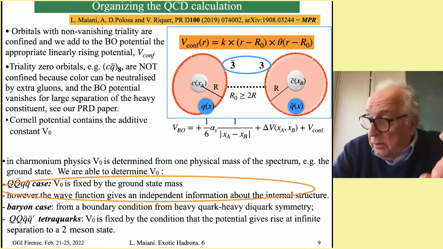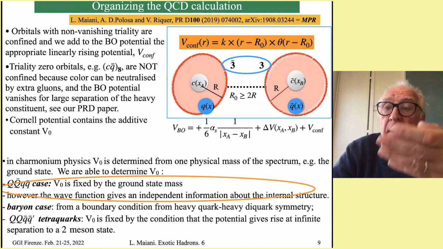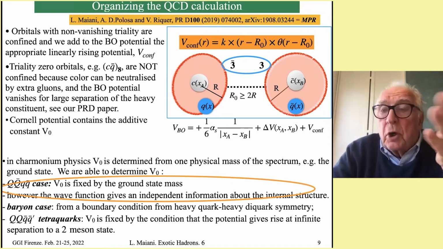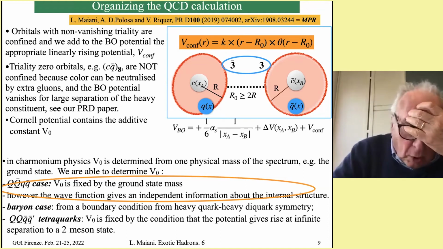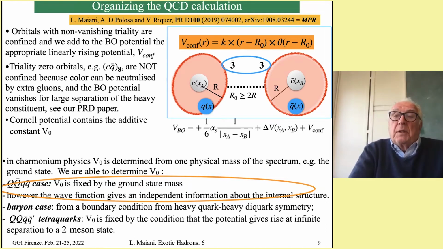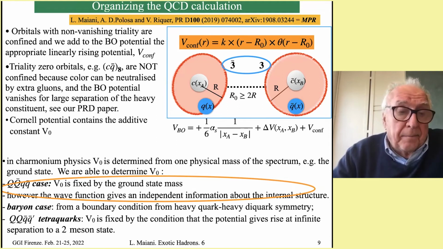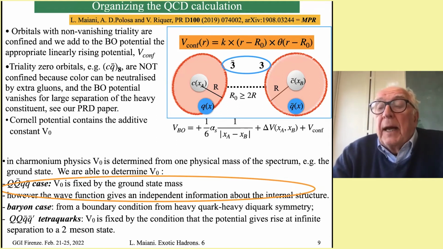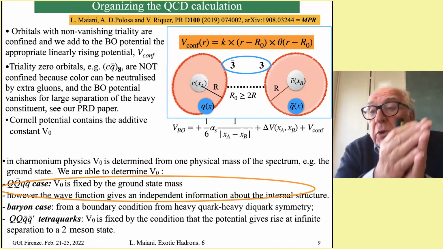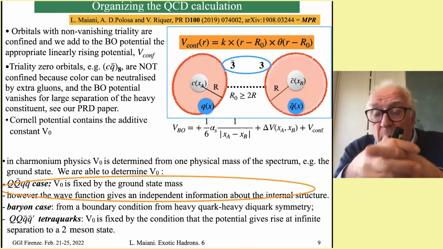However, notwithstanding that, the solution to the Born-Oppenheimer will give me the wave function of the distribution of CC bar inside the tetraquark, and this will be an independent information about the internal structure, which, as you will see, can be very interesting. In the baryon case, that is two charm and one light quark, I can fix the V0 from the boundary condition to satisfy what I called the single heavy, double heavy quark symmetry, and I will explain to you.